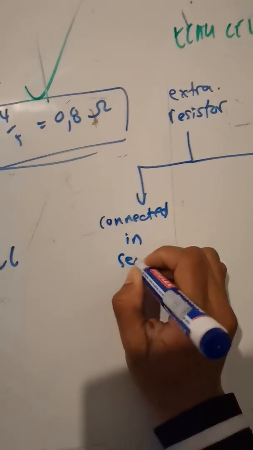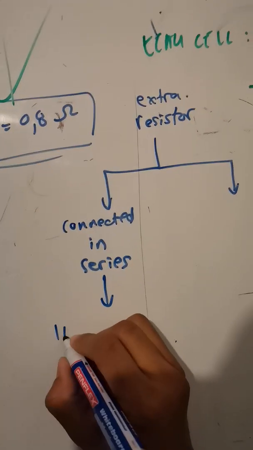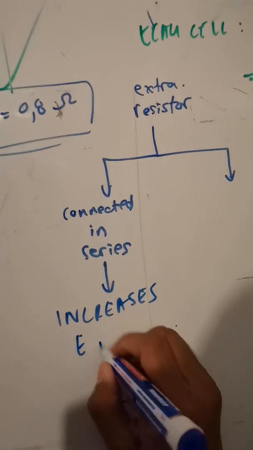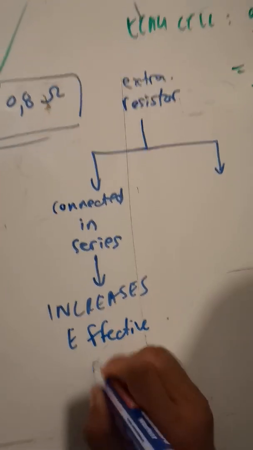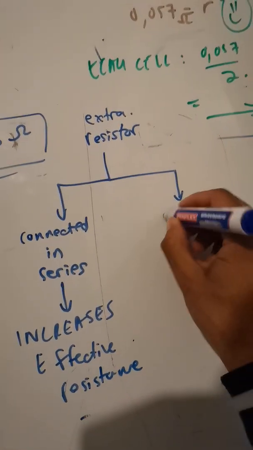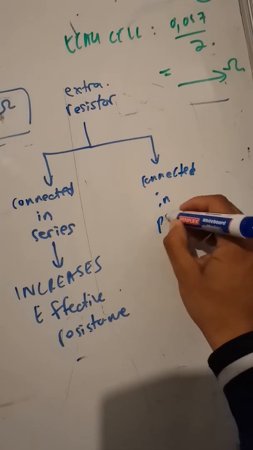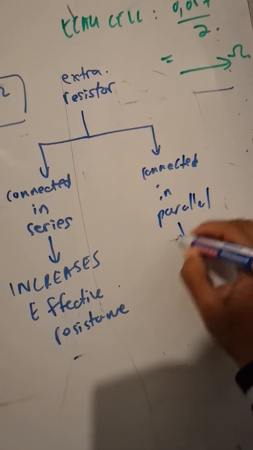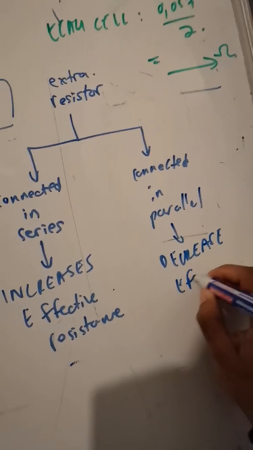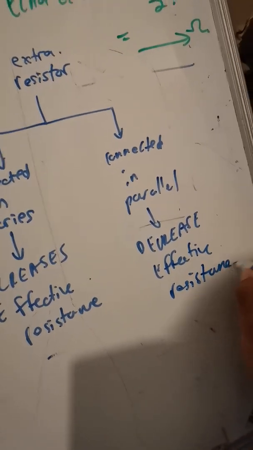is connected in series, it basically increases the effective resistance. And when an extra resistor is connected in parallel, it's going to decrease the effective resistance. So what do I mean by this?